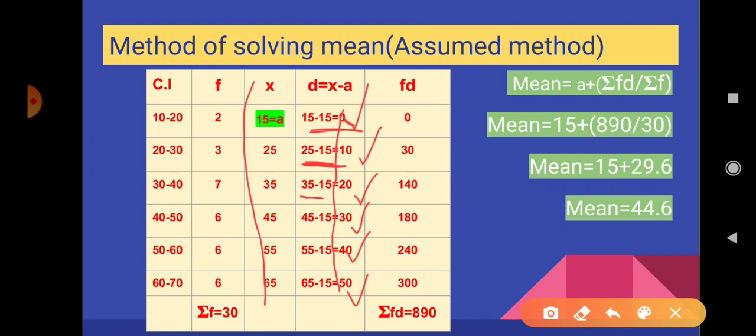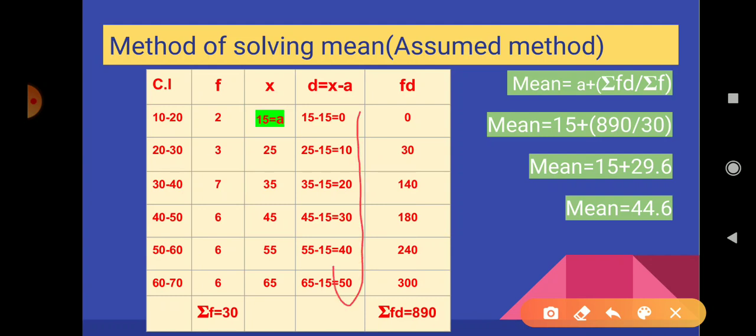So, after finding the mid value, choose the smallest number, that is better. If we choose another one, we'll get the same answer. You can check. But if you select the lowest number, your answer will be positive. Otherwise, it will be negative. So, next step. We got all these things. These are all d now. d is 0, 10, 20, 30, 40, 50.